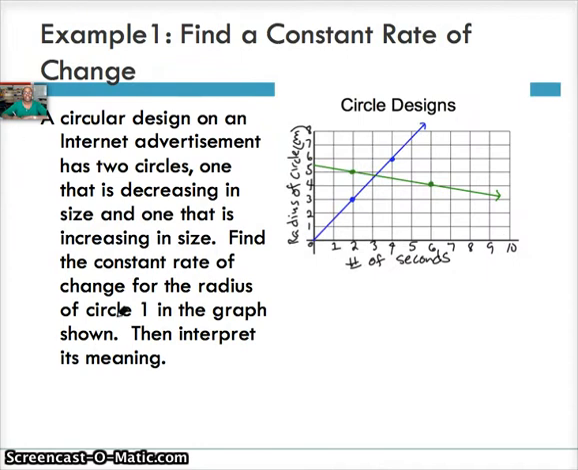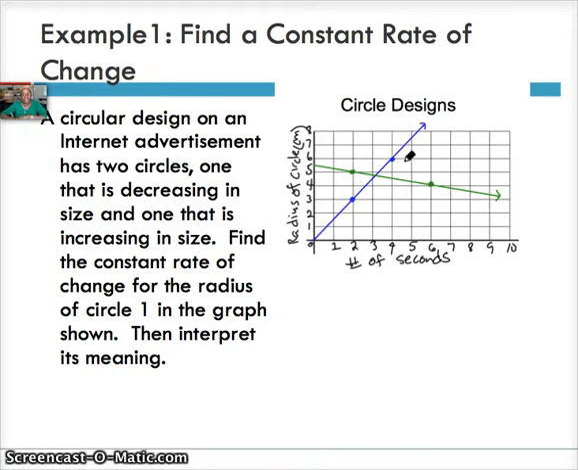This first example might seem a little bit involved, but I'm going to read it to you. A circle design on an internet advertisement has 2 circles, one that is decreasing in size while the other one is increasing in size. You can kind of think of one circle getting bigger and bigger over time as another one getting smaller and smaller.